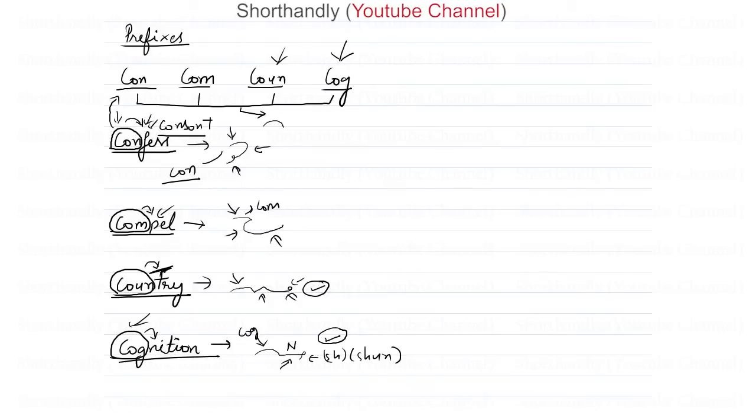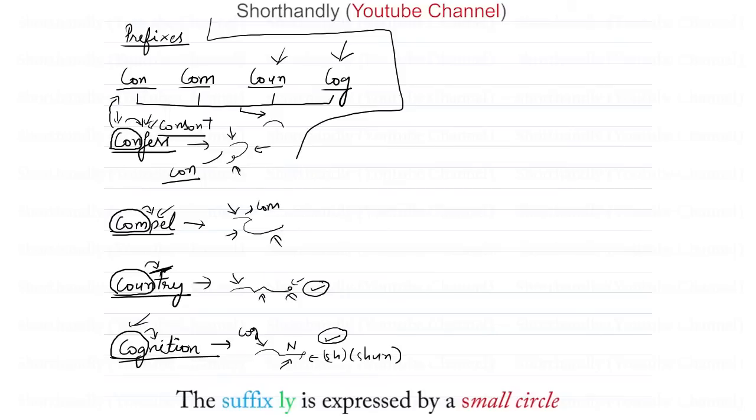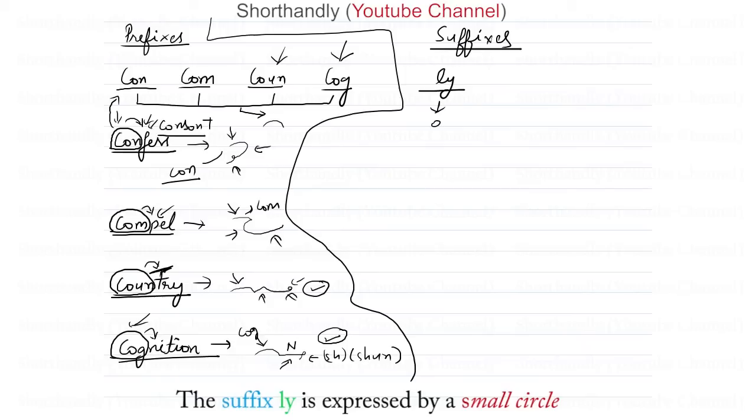Let's move to the next statement. The next statement says the suffix ly is expressed by a small circle. Now we are having these suffixes. We have this ly suffix here, and ly is represented by a small circle, as the statement says.